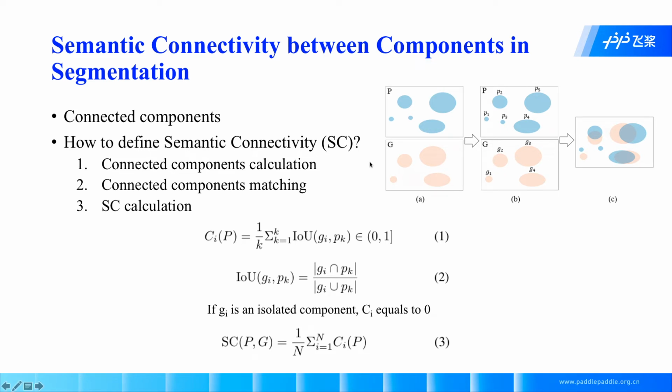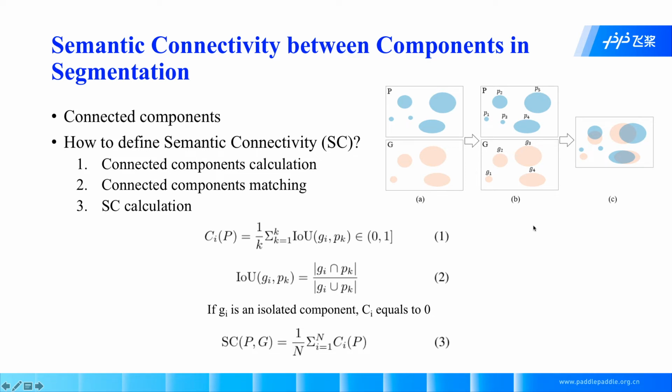We first find the connected components of prediction P and the ground truth G. We use a connected component labeling algorithm to calculate the connected components. We then traverse all connected components to find all pairs that intersect with each other. In this figure, there are three pairs, G2 and P2, G3 and P5, G4 and P4, and three isolated components, P1 and P3 and G1.